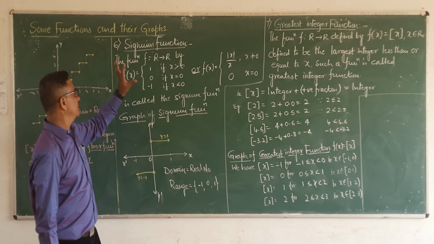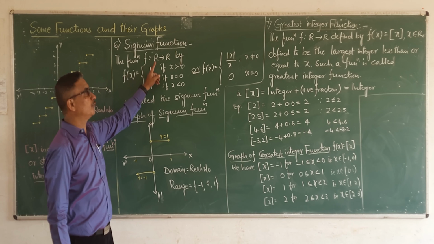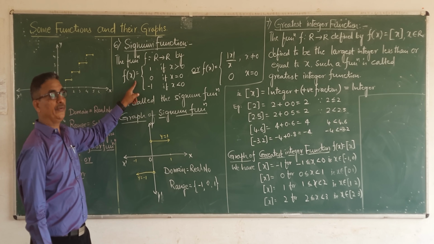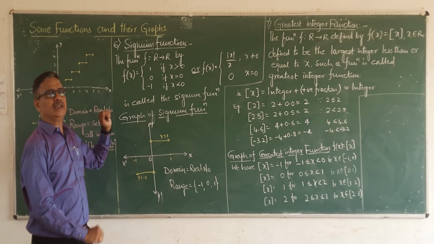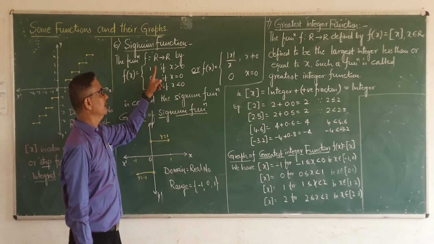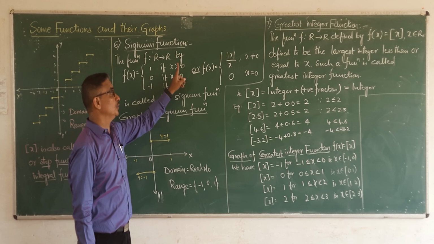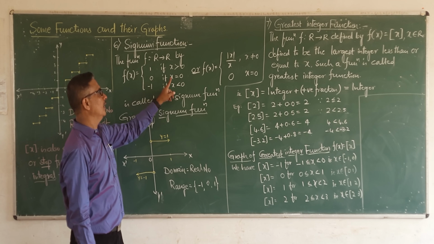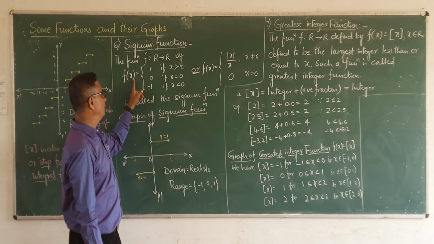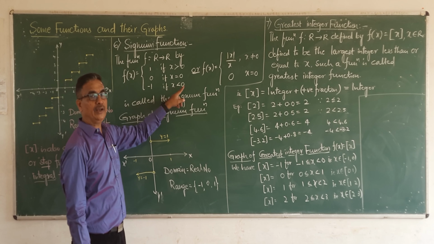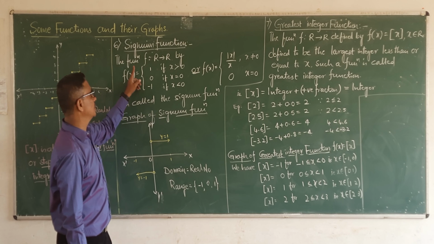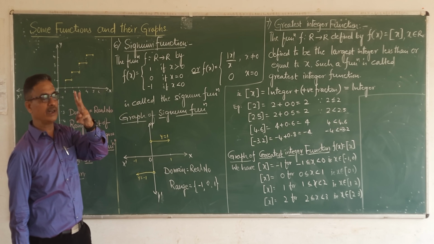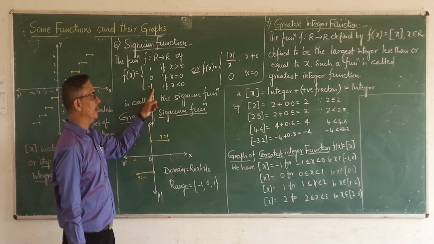Look here. So definition: a function f from R to R is defined by f of x is equal to only 3 numbers, namely 1, if x is positive, x is more than 0. F of x equal to 0 if x equal to 0, f of x equal to minus 1 if x is less than 0. A function f from R to R defined by f of x equal to only 3 values, namely 1, 0, minus 1.